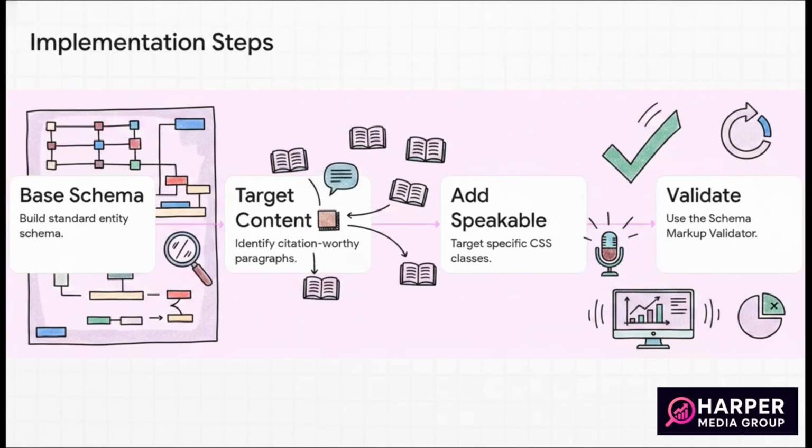Let's walk through a condensed standard operating procedure for this trio. Step 1 is building out that base entity schema we just talked about. Step 2, for your content clients, is identifying those 2 to 3 incredibly citation-worthy paragraphs. Step 3, add the Speakable entity targeting that specific CSS class. And Step 4, please don't skip this, you must validate. You'll use the rich results test for course and software, but keep in mind that tool doesn't actually support Speakable. For that, you have to use the schema markup validator.